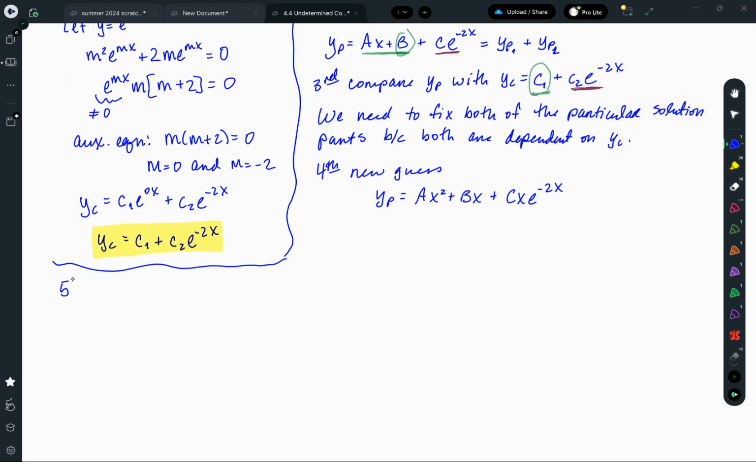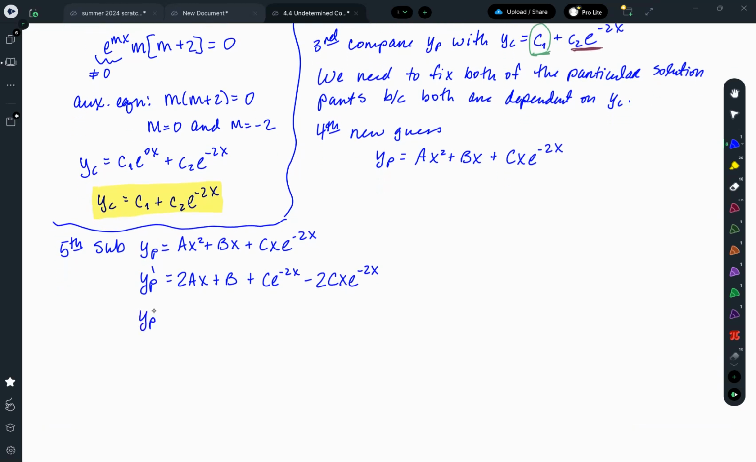Okay, fifth. Now what we're going to do is we're going to sub y sub p equals ax squared plus bx plus cx e to the minus 2x. We're also going to sub y sub p prime in. That will be 2ax plus b plus c e to the minus 2x minus 2cx e to the minus 2x.